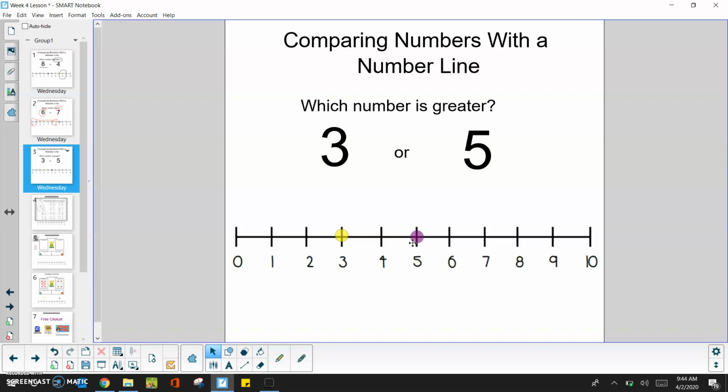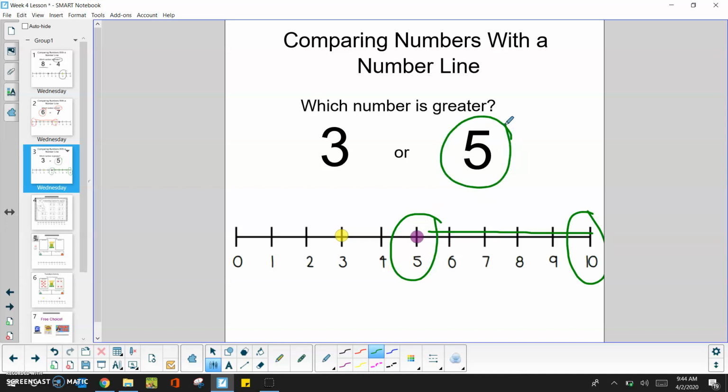So greater or less, 0 or 10. Let's think about that. Which number do we want to be closer to, 0 or 10? For greater, we want to be closer to 10. So let's look, which one of our numbers is closer to 10, 5 or 3? Well, if I start from the 10 and I go down, the first number I hit is 5. So 5 is greater than 3.